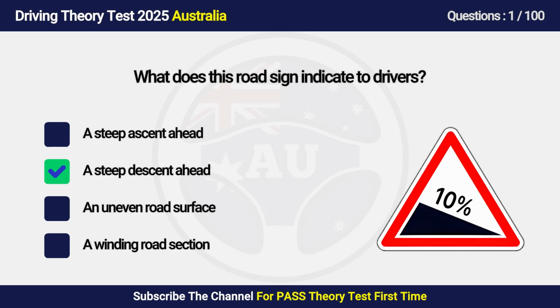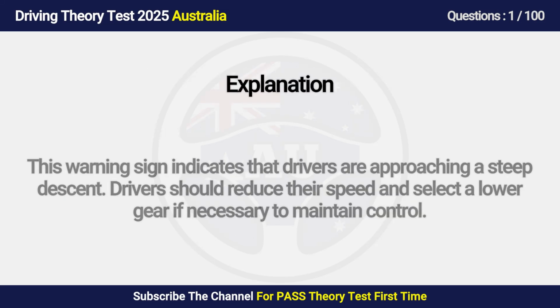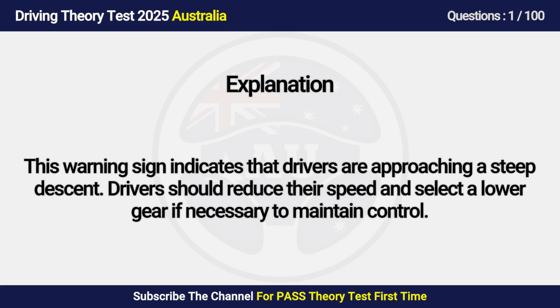Answer is B. A steep descent ahead. This warning sign indicates that drivers are approaching a steep descent. Drivers should reduce their speed and select a lower gear if necessary to maintain control.